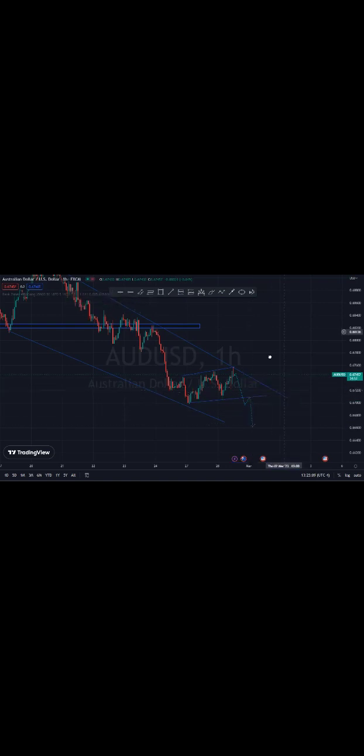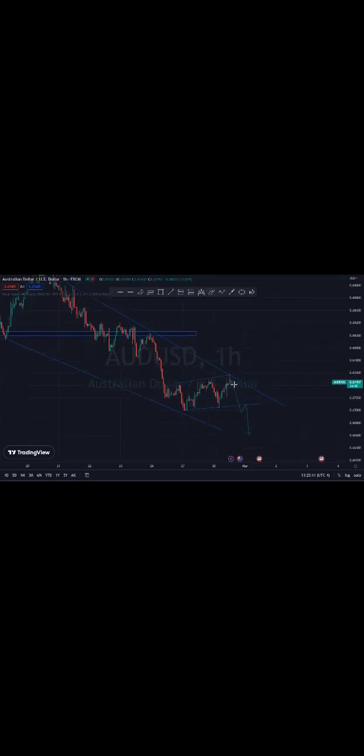Another move we could be looking at is, if price shoots above, breaks this trend line, retests it, then we continue to the upside. And your entry would be here. So that's how I would look at the market.